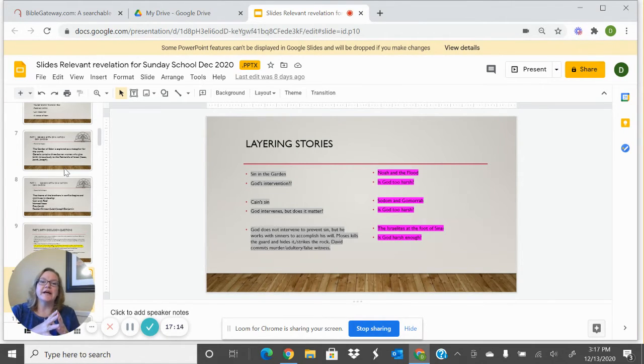The question I just read had to do with Cain and sin. And so this slide has two sections to it, the gray and the purple. So I'll get to the purple in a minute, but we're going to start with the gray. You know that the Garden of Eden story has sin in it, right? The fall of humankind is what it's often called.